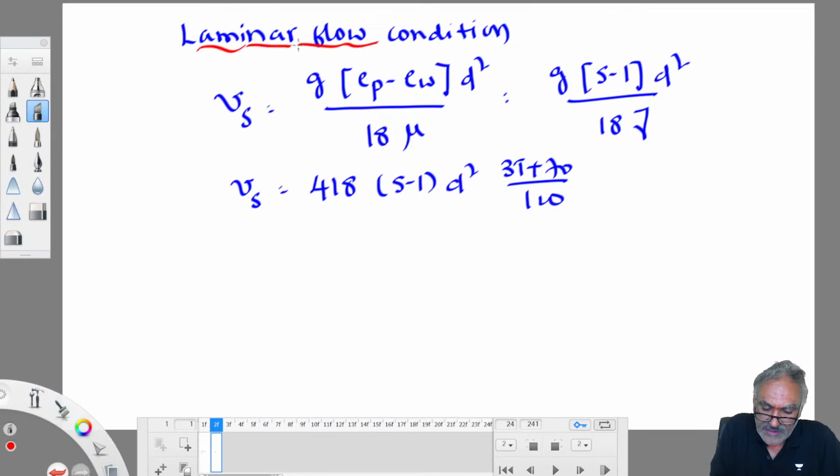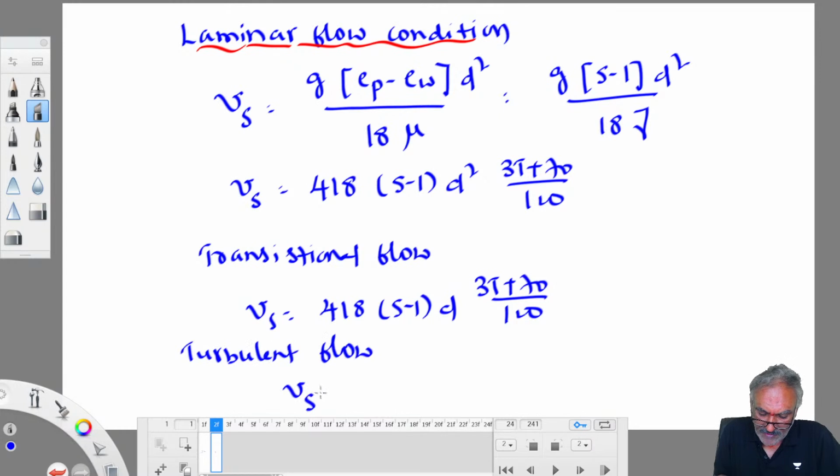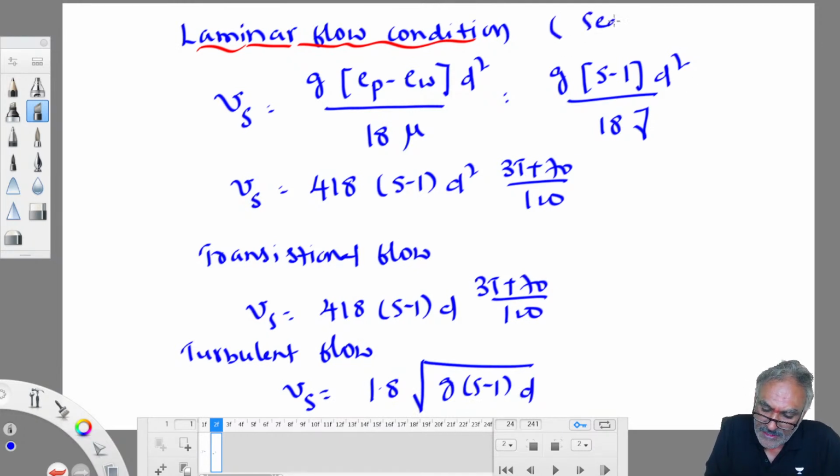For transitional flow conditions, generally we use the modified Hazen equation, 418 (S minus 1) d (3T plus 70) by 100. For turbulent flow condition, settling velocity is equal to 1.8 times root of g (S minus 1) d. Normally in plain sedimentation, by default, we maintain laminar flow condition. Therefore, we use only these equations; we don't use the other equations.